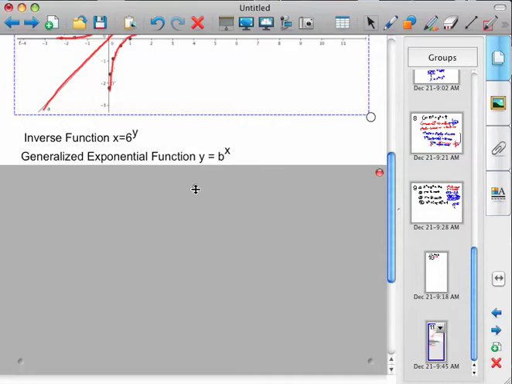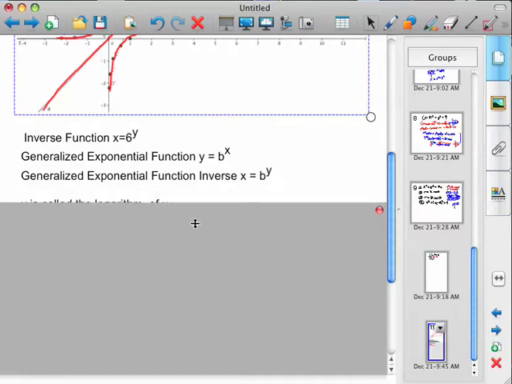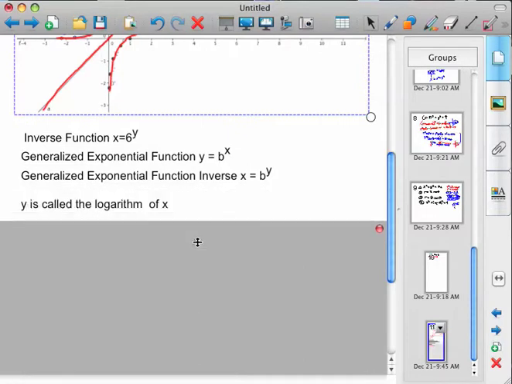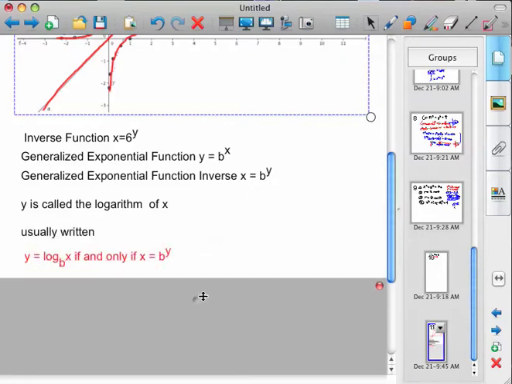Symbolically, we can go ahead and generalize it. A generalized exponential function would be y equals b to the x. So the inverse would be x equals b to the y power. And in this case, y is called the logarithm of x, and it's usually written like this: y equals log base b of x. And it only happens if x equals b to the y.